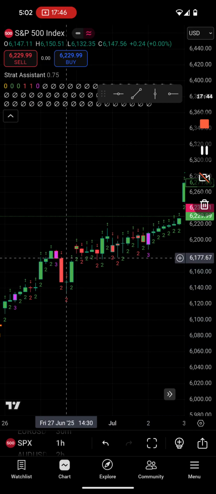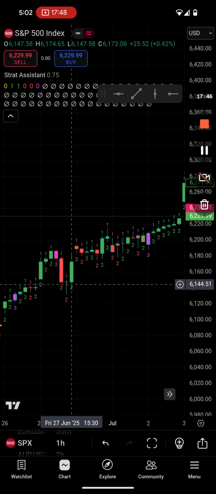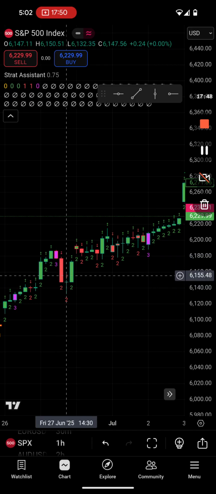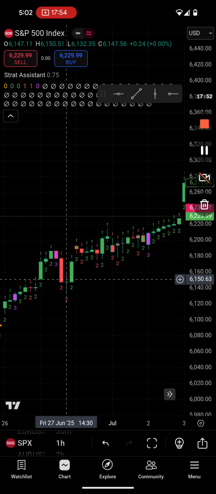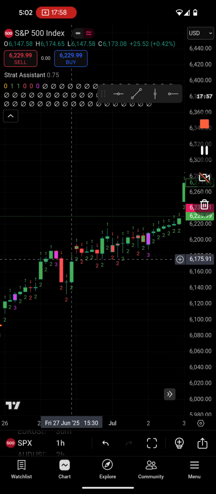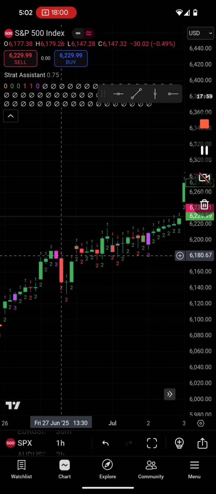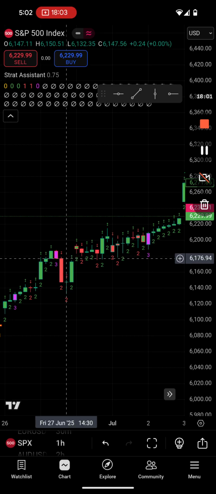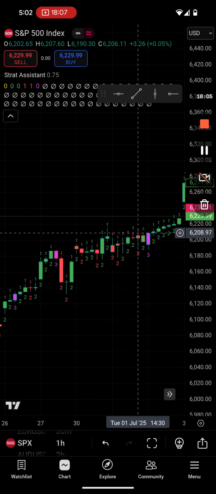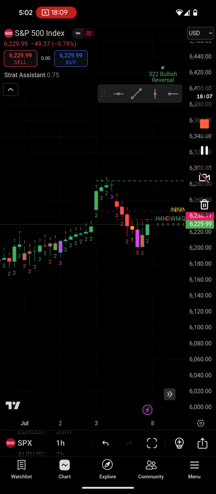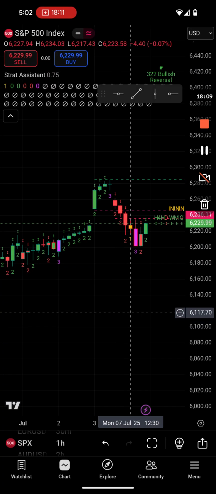See this 3-2 down reversal. Boom. 2 down, 2 down, 2 down, 2 up. Break this from 6,150. This is the target right here, 180. It kept going. You didn't have to get out of this joint. You'd have caught it over there. 100-point move. This stuff ain't no joke.